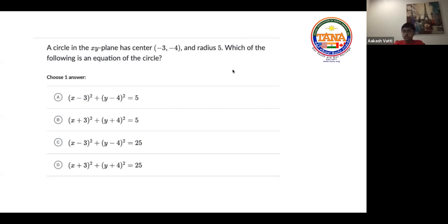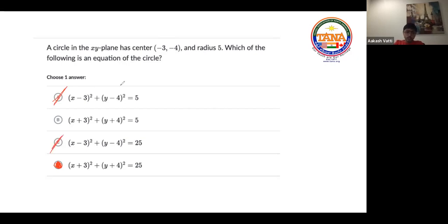All right. So the way you do this problem is we're given that a circle in the xy plane has a center of 3, 4 and a radius of 5, and we're trying to find out which of the following is an equation of that circle. The answer to this one is D, and the reason for that is you have -3, so you need a positive, so A gets crossed out because you need +3 here.